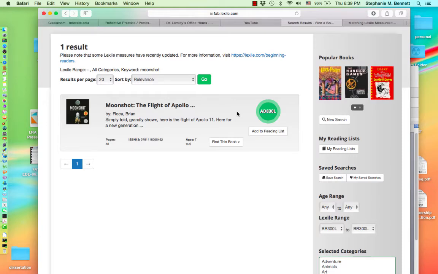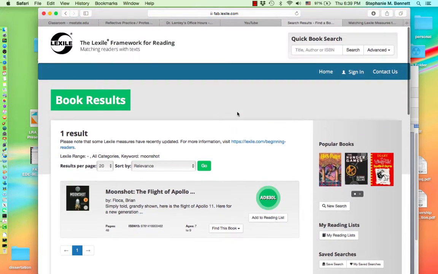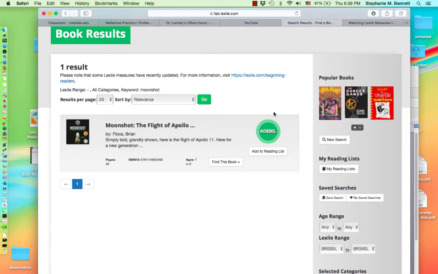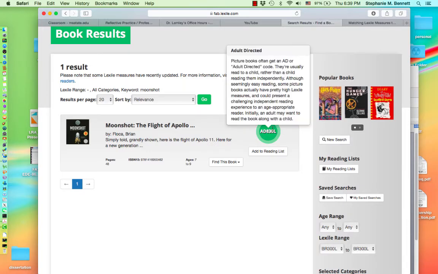So this applies to the scaffolding documents because I need to figure out what grade level would be appropriate for Moonshot, The Flight of Apollo 11. When I looked this book up and went to the quick book search on Lexile.com and typed in Moonshot, it brings up the Lexile level. It says that the book is appropriate for ages 7 to 9, and the Lexile is AD 830.